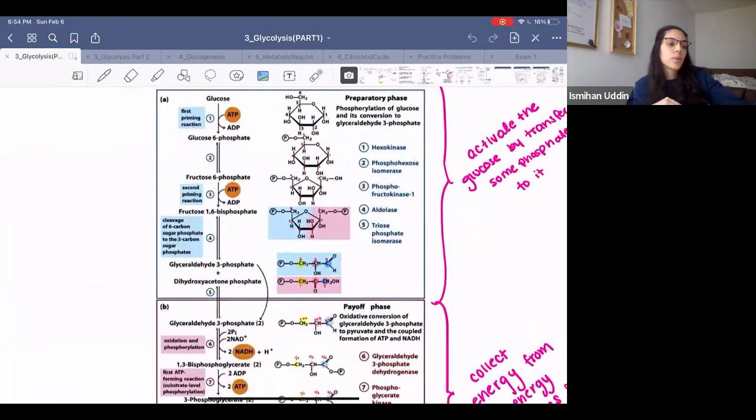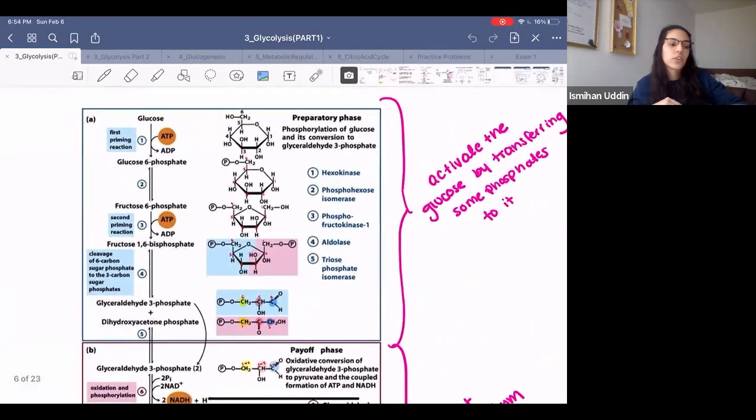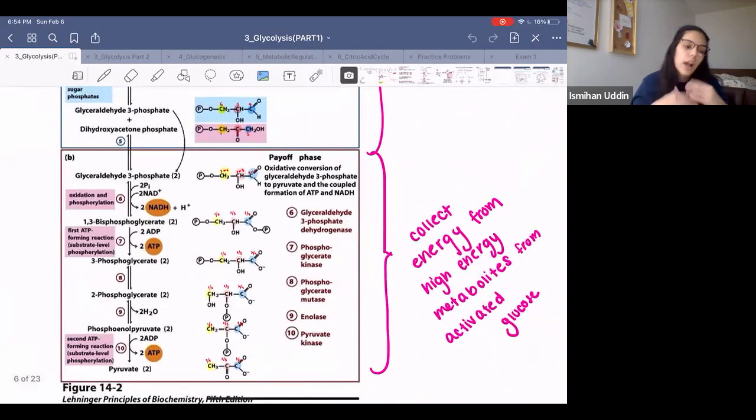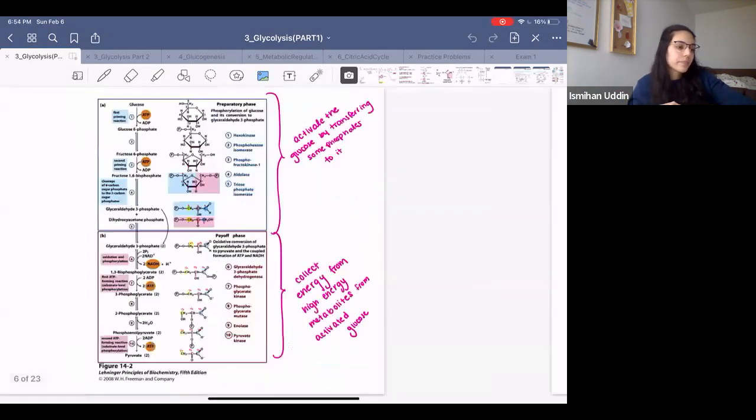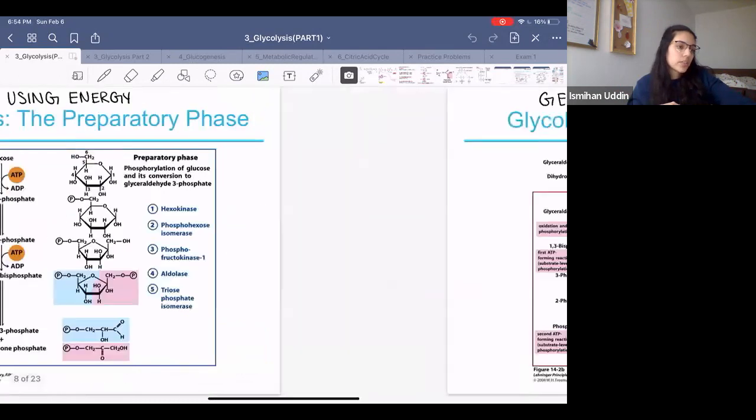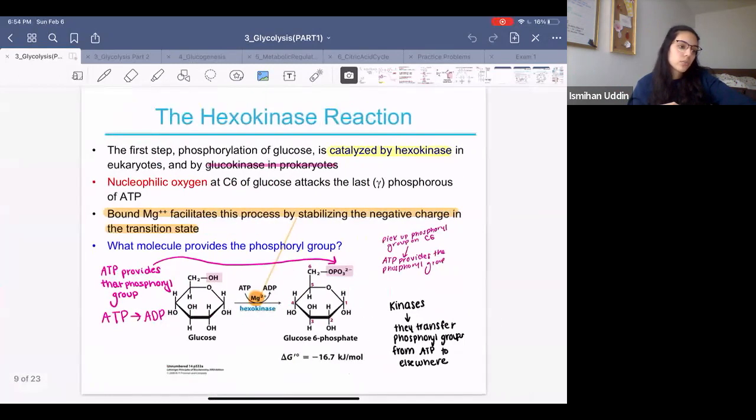So primarily we have this preparatory phase, which is to activate the glucose by transferring phosphates to it. And then later we see the payoff phase where we collect energy from high energy metabolites. Like I said, this is using energy, and then we get back energy. So the first reaction we see here is the hexokinase reaction, which is what my research is based off of. HKDC1, liver cancer, love her, love hexokinase.